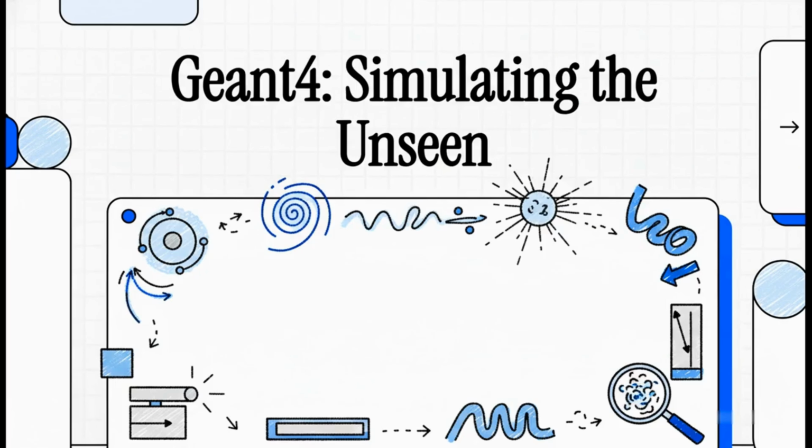Ever wonder how doctors can map out a cancer radiation treatment before it ever touches a patient? Or how scientists figure out how to protect astronauts from cosmic rays way out in deep space? Well, today, we're diving into the incredible software that makes it all possible. We're talking about Geant4 and how it simulates our universe, one tiny particle at a time.